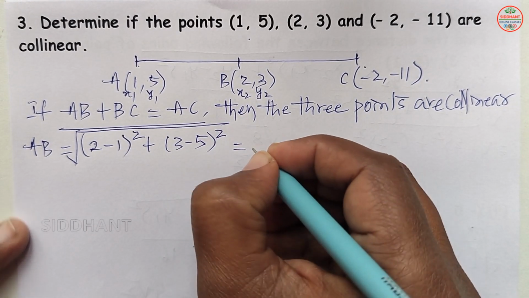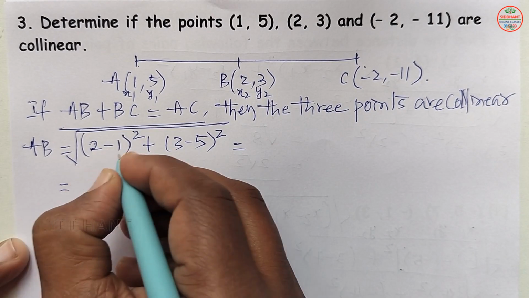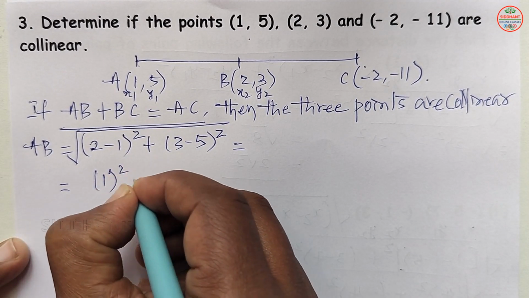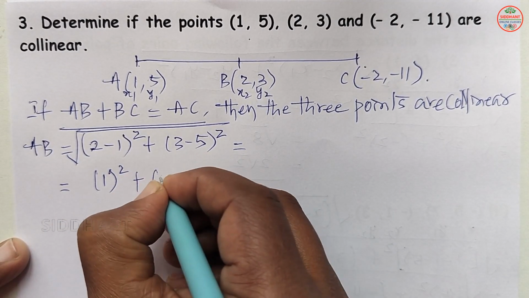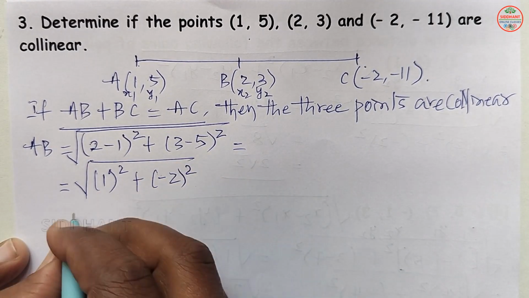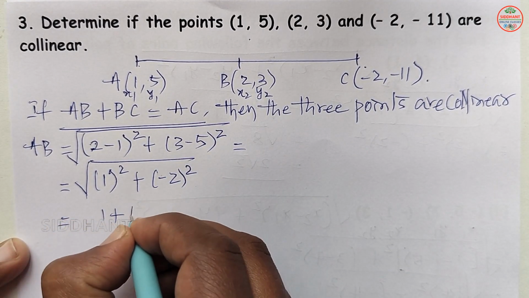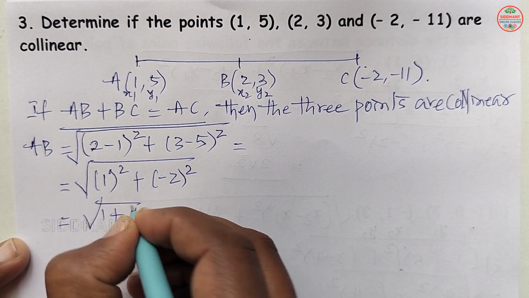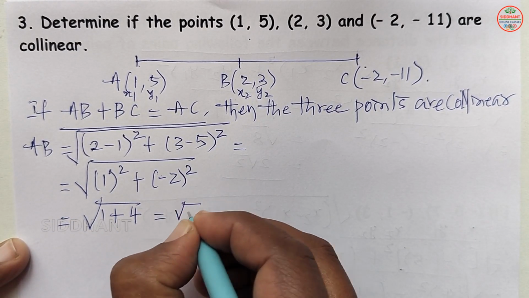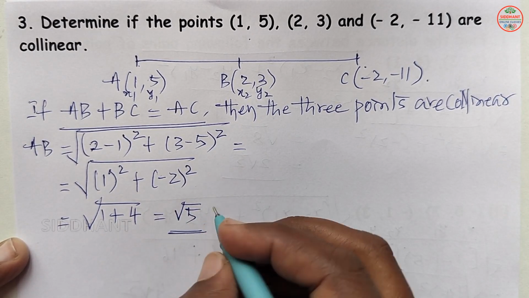So when you are going to see, 2 minus 1 will be 1 square, plus minus 2 square. So that will be 1 plus 4, that will be 5. So square root 5 is the AB distance.